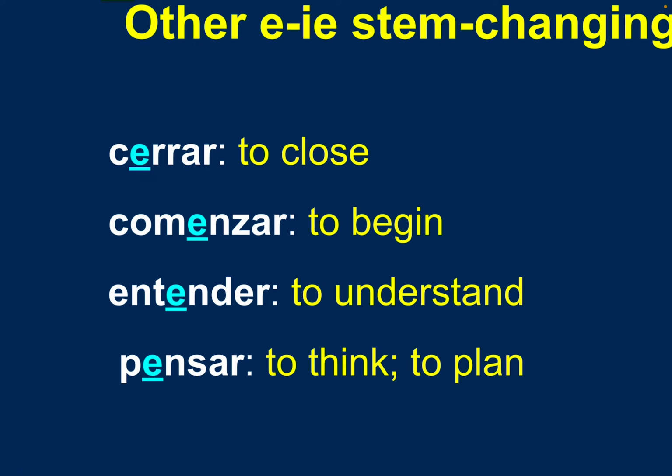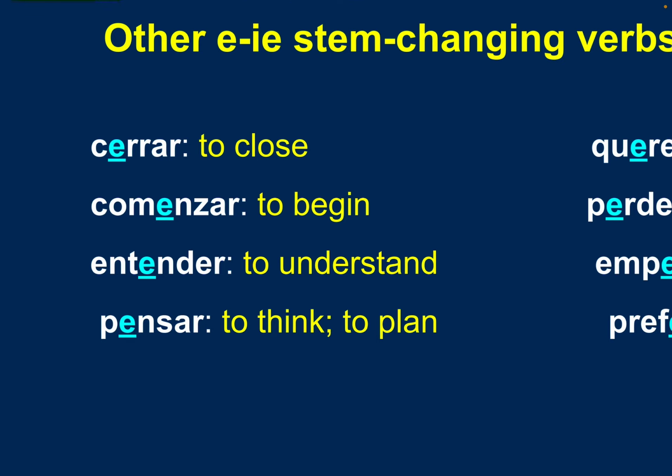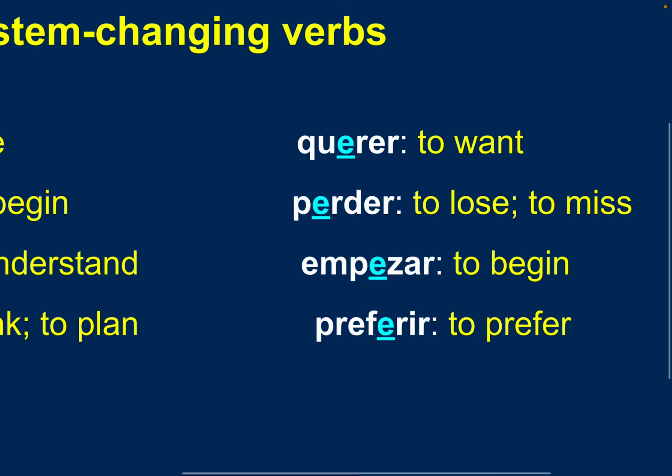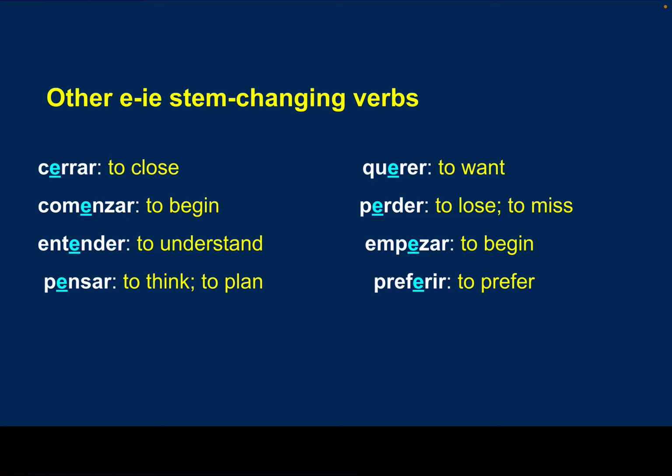Comenzar, to begin. You could think like when you commence something. Entender is to understand. So when people say, hey, ¿entiendes? Pensar is to think or to plan. Querer, we've already played with. Perder is to lose, like losing your mind over these stem changing verbs. Empezar is a synonym of to begin. So you can say comenzar or empezar. Those just so happen to mean to begin, and both have to be stem changing verbs.